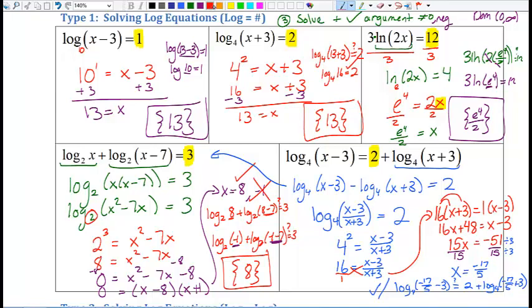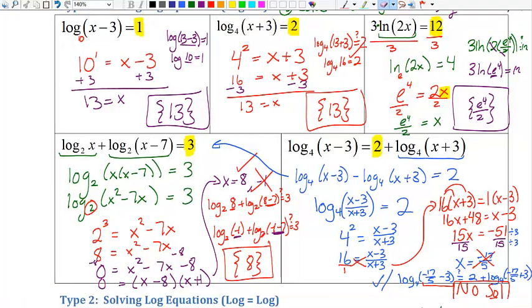Now I can already see here that negative 17 fifths minus 3, although I didn't do the work, a negative minus 3 is still going to get you a negative argument. So that means that this is not a good answer. So I'm going to cross it off, and my solution is going to be no solution. So that concludes our type 1 problem solving log equations where the log is equal to a number, where we have a constant in the equation.